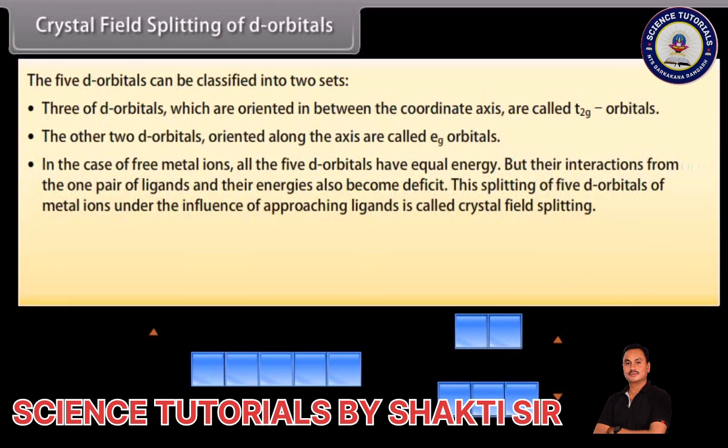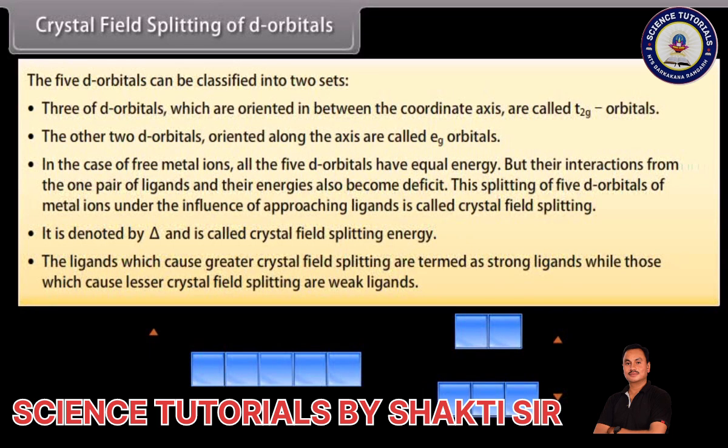In the case of free metal ions, all the 5 d orbitals have equal energy, but on interaction with the approaching ligands their energies become different. This splitting of 5 d orbitals of metal ions under the influence of approaching ligands is called crystal field splitting. It is denoted by delta and is called crystal field splitting energy. The ligands which cause greater crystal field splitting are termed as strong ligands, while those which cause lesser crystal field splitting are weak ligands.